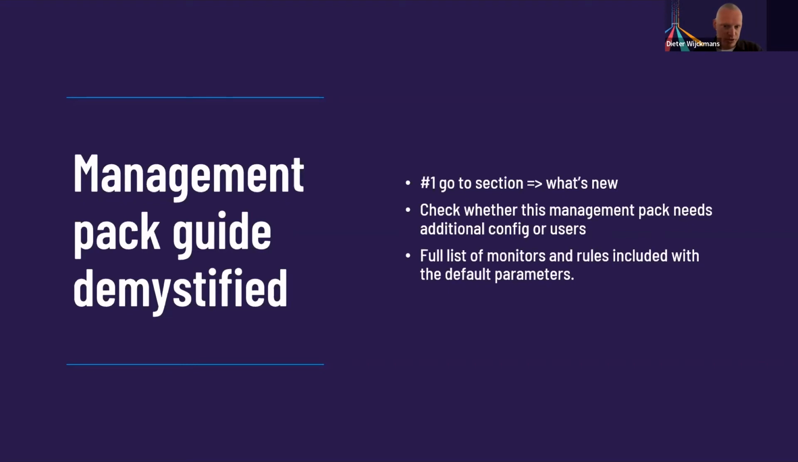The management pack guide has a full list of monitors and rules included with the default parameters. Use this list to present to the stakeholders. I also have scripts where I can pull a list of everything, but it's in the management pack. So go over them and say, okay, this is the default parameter. Is this correct for you, or do you want a higher or a lower one? You can always change that afterwards, but if you do it the first time when you install the management pack, you're already 70 or 80% there.